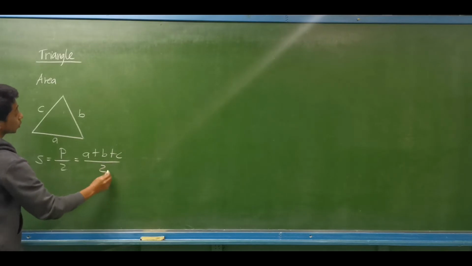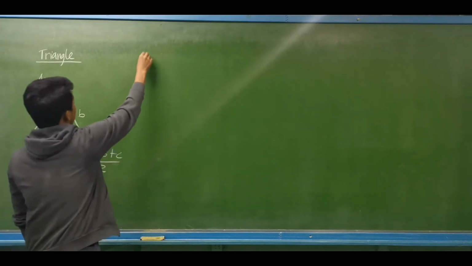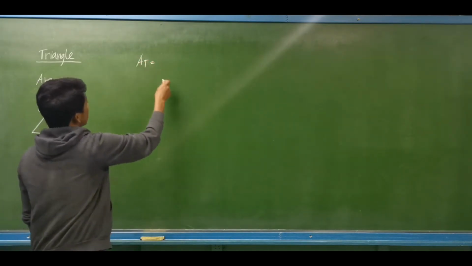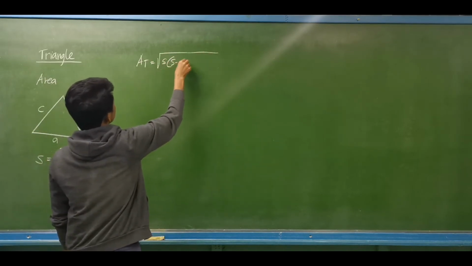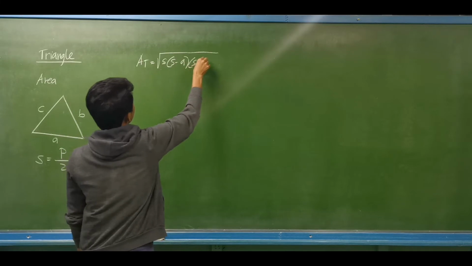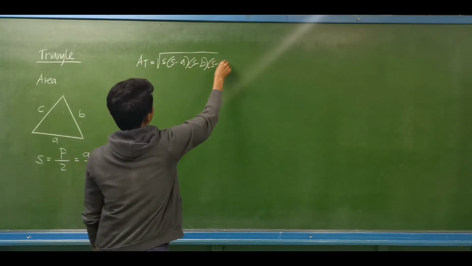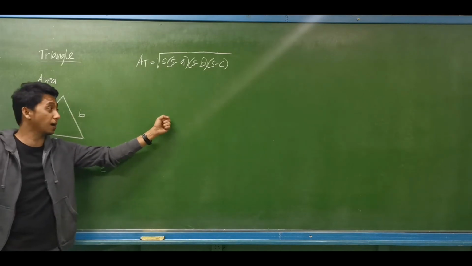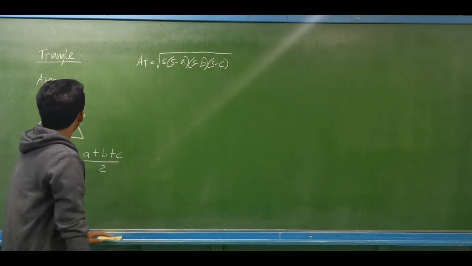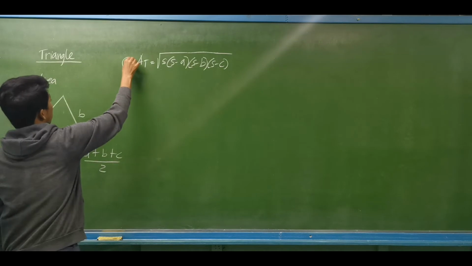So, paano kunin yung area ng triangle using the Heron's formula? The area of the triangle is the square root of S multiplied by S minus A, multiplied by S minus B, multiplied by S minus C. So this is the Heron's formula kapag 3 sides are given. Okay, so ito yung una.